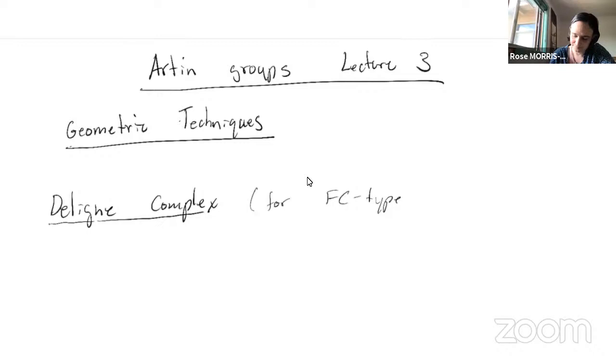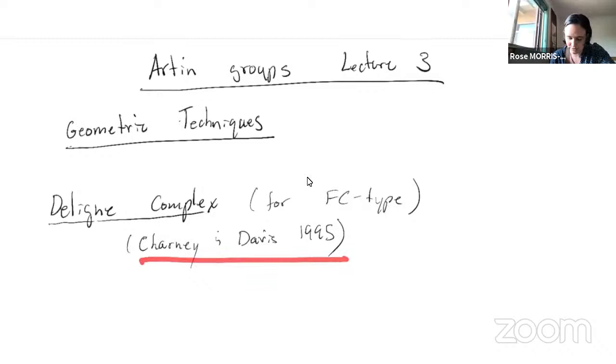Originally there was a complex defined by Deligne in the 1970s, and he was really just working with finite type Artin groups. What we now call the Deligne complex is a modified version of that, modified for infinite type. This is by Charney and Davis in 1995. If you go back and read this paper, what I'm calling the Deligne complex, they call the modified Deligne complex, and then there's a separate thing that they call the Deligne complex, but everyone now just calls this the Deligne complex. So let's define this thing.